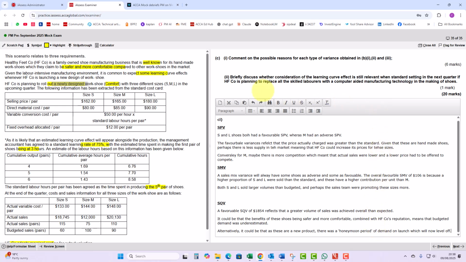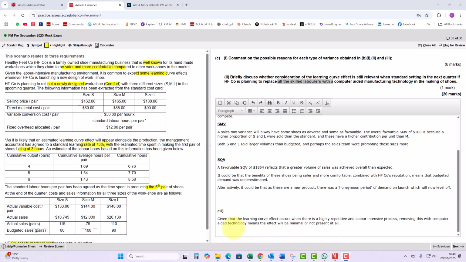We're almost there now. Just need to briefly discuss, this is for 1 mark, whether consideration of the learning curve effect is still relevant when setting standards in the next quarter if they're planning to replace all the skilled labourers with computer-aided manufacturing technology in the making of shoes. So 1 mark answer, given that the learning curve effect occurs when there's a highly repetitive and labour-intensive process, removing this with computer-aided technology means the effect will be minimal or not present at all.